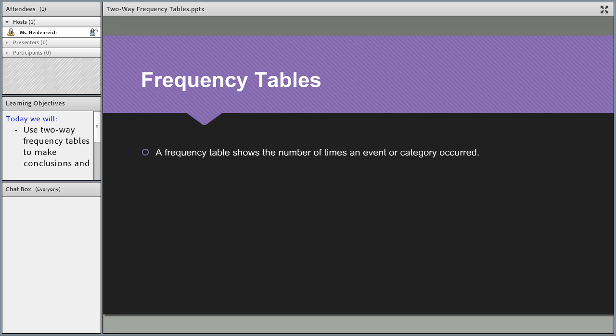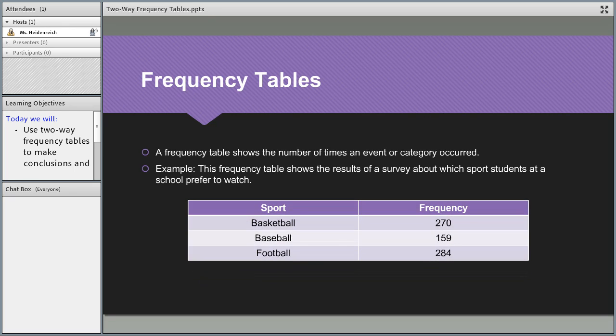A frequency table shows the number of times that an event or a certain category is occurring, and usually we'll talk about something like a survey and ask people questions, and then we'll put all of the responses into a table and we'll show the number of times people responded in a certain way.